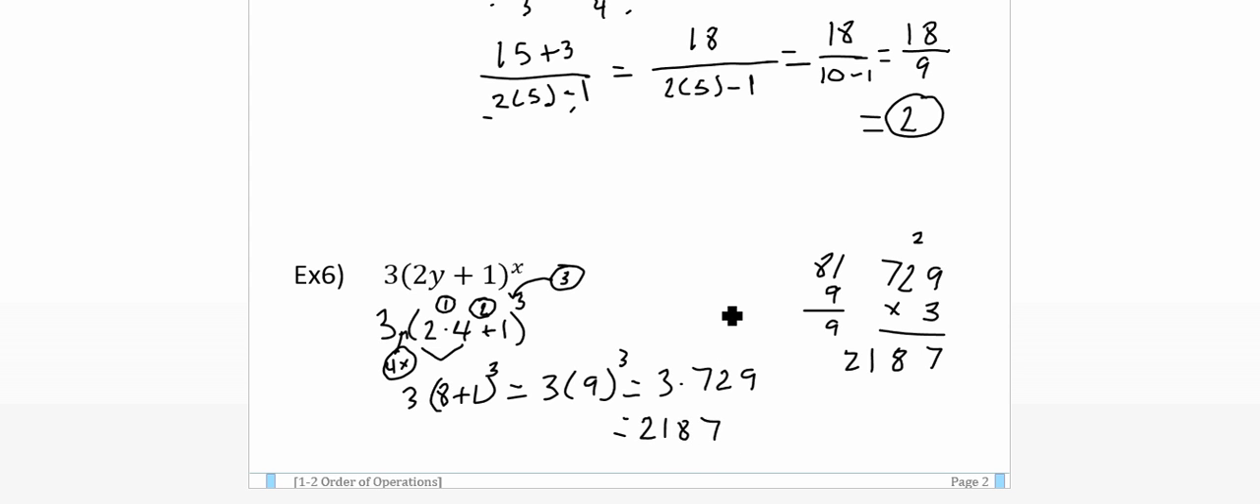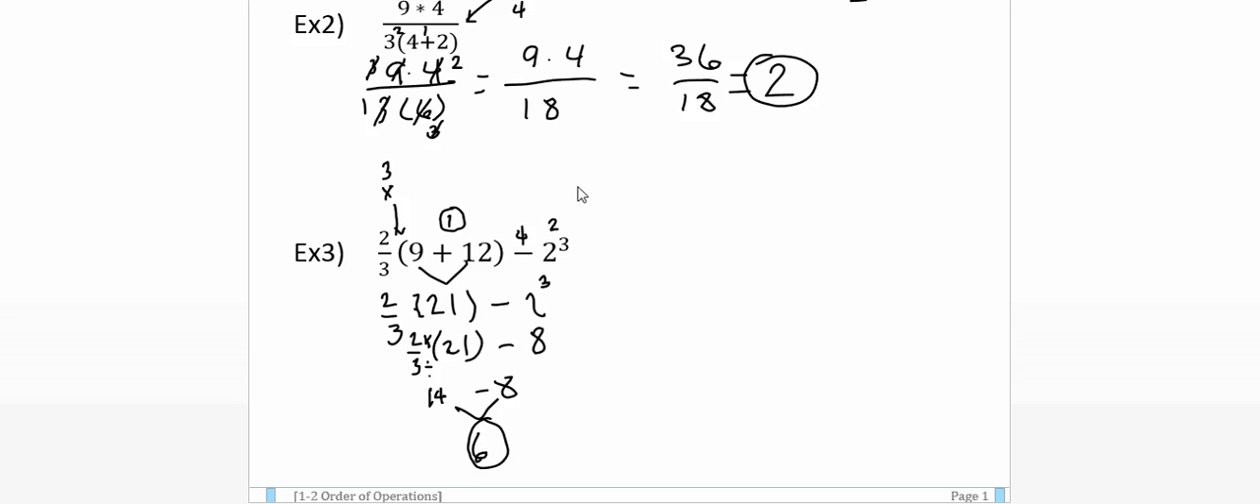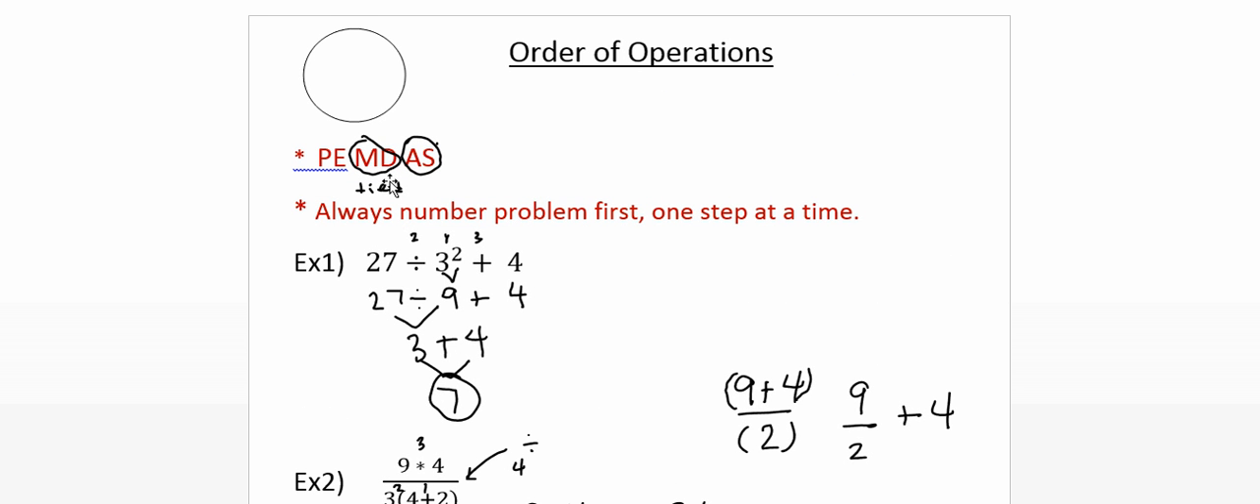That's the notes for PEMDAS. Like I said, I know it's probably a pretty easy lesson, but the key to this lesson, let's go back to the star. Remember this the entire time. Follow order of operations. Multiplication and division are tied because they're actually the same thing. Adding and subtracting are tied because they're the same thing. Always number your problem first and do one step at a time, and you should do very well at this. Good luck.